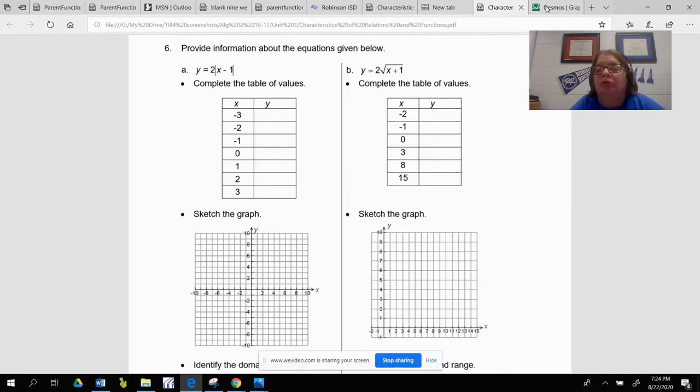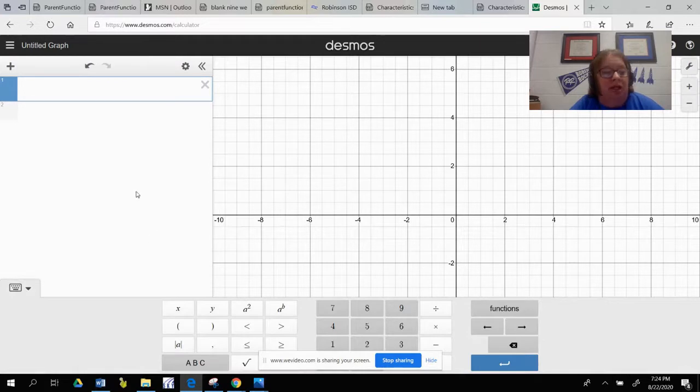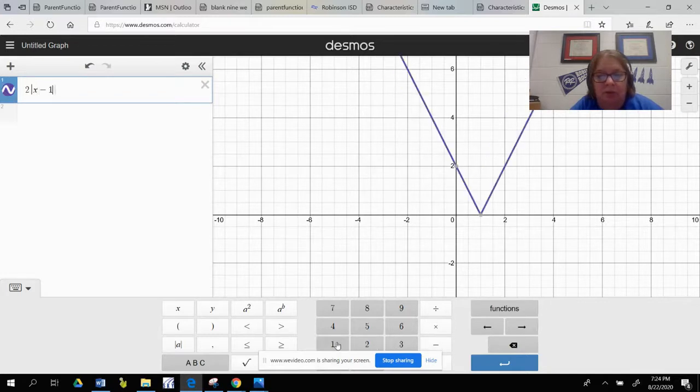Or you can go to your friendly Desmos graphing calculator, and you can type in this equation. It is 2. Now, I opened my keyboard. There's a little keyboard down here. Yours might be hidden, but there's a keyboard right here. And we type the 2. You see right here, absolute value with the little bars. What is that? X minus 1. Now, it's doing the graph for you. We're going to sketch that in a minute. But you can see what it did with that graph. So 2 times the absolute value of x minus 1.